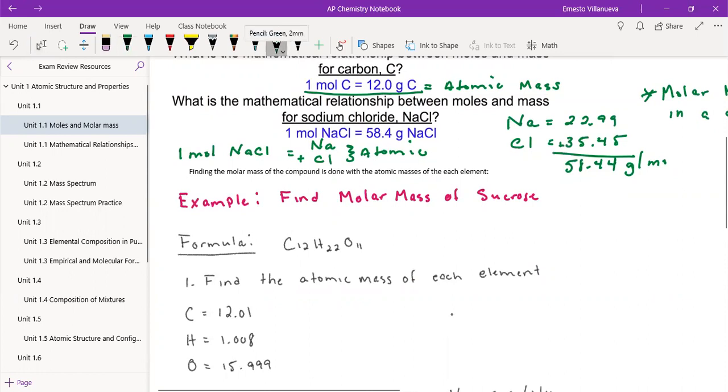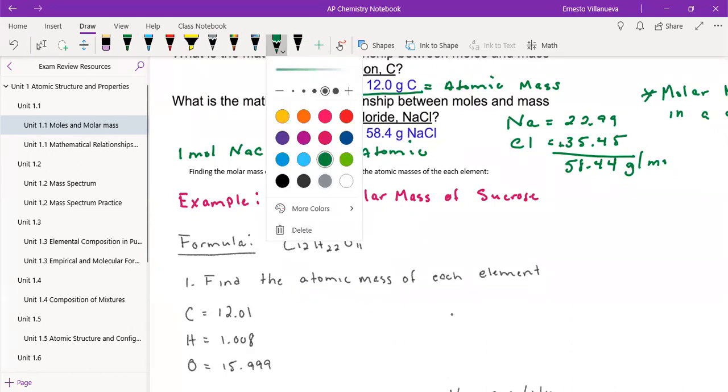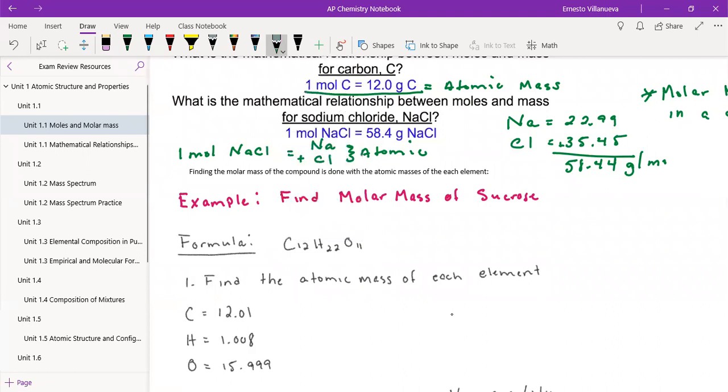These are all in grams per 1 mole, okay? So just remember that. This is grams per 1 mole, okay? So we have the atomic masses.